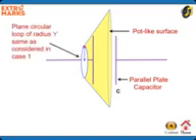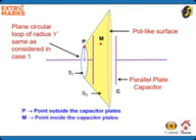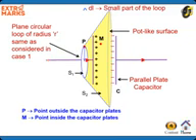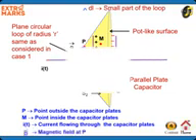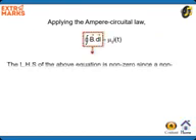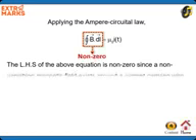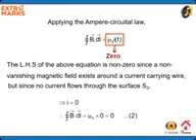Let's see the flow of current through the plates of the capacitor and its effect on the two surfaces S1 and S2. In this case, the left-hand side of the Ampere's circuital equation is non-zero since a non-vanishing magnetic field exists around a current-carrying wire, but the right-hand side of this equation is 0 since no current flows through the surface S2.